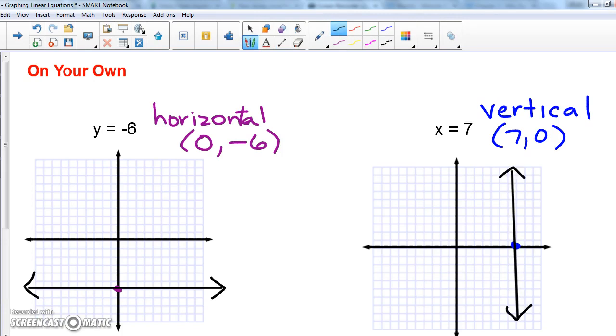Alright, that's it. This is a really short video because I just wanted to review a couple of things. On Thursday, what we're going to do is start reviewing slope and slope-intercept form and review how to graph these lines when they are not vertical or horizontal.